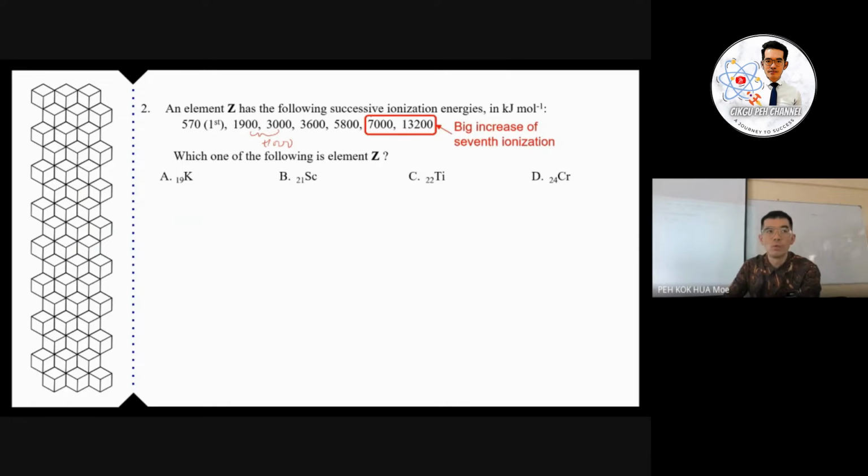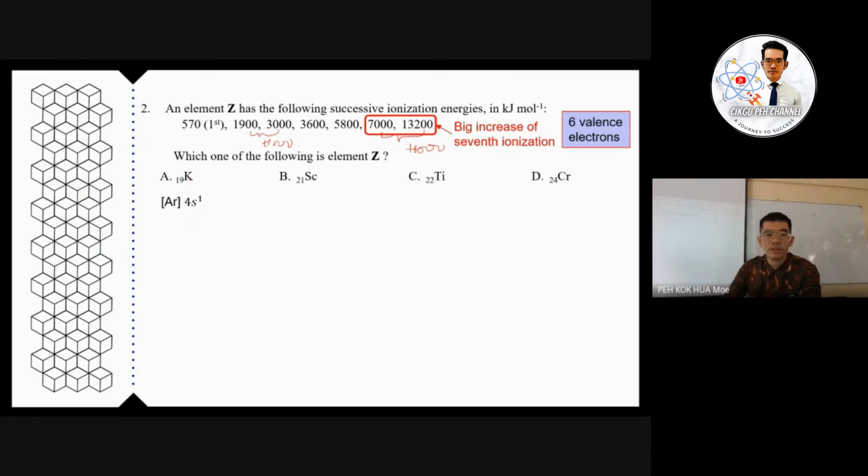But when we reach the 7th ionization, the enthalpy change is about 6,000 plus already. So we know the 7th electron is removed from the second outermost shell. That means there are 6 valence electrons for this element.